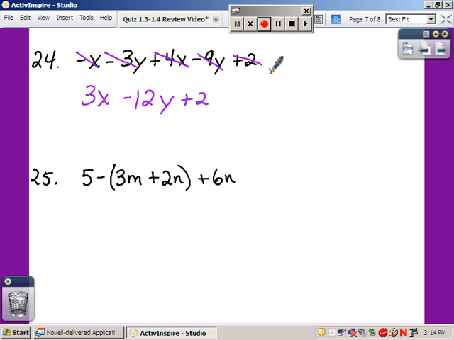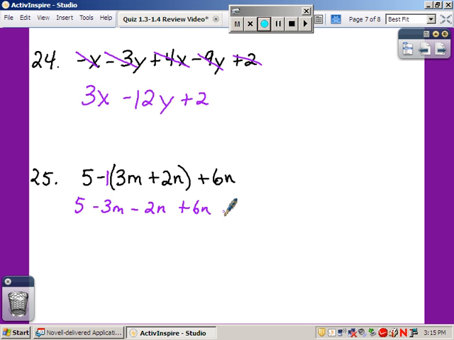Number 25 has a little trick in it that people tend to mistake. When you got a negative outside here, or a minus sign out here, really you can treat it like a negative 1. So I'm going to leave this 5 alone for a minute, and then I'm going to distribute the negative 1 to all of this. Negative 1 times 3m is negative 3m. Negative 1 times 2n is negative 2n. Then I got a plus 6n on the end.